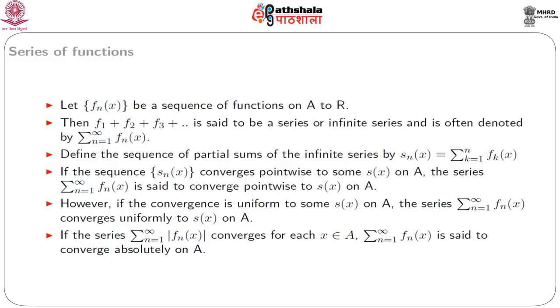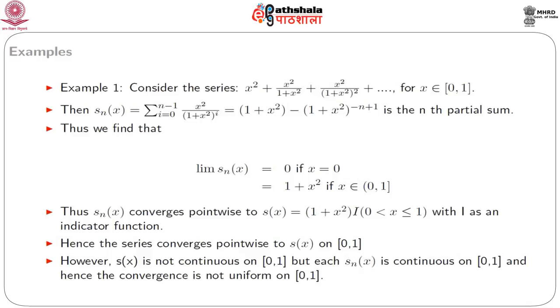However, if the convergence is uniform to some s(x) on A, the series converges uniformly to s(x) on A. In addition, if the series with the absolute values of fn(x) converges for each x belonging to A, the original series, that is the series with fn(x), is said to converge absolutely on A.